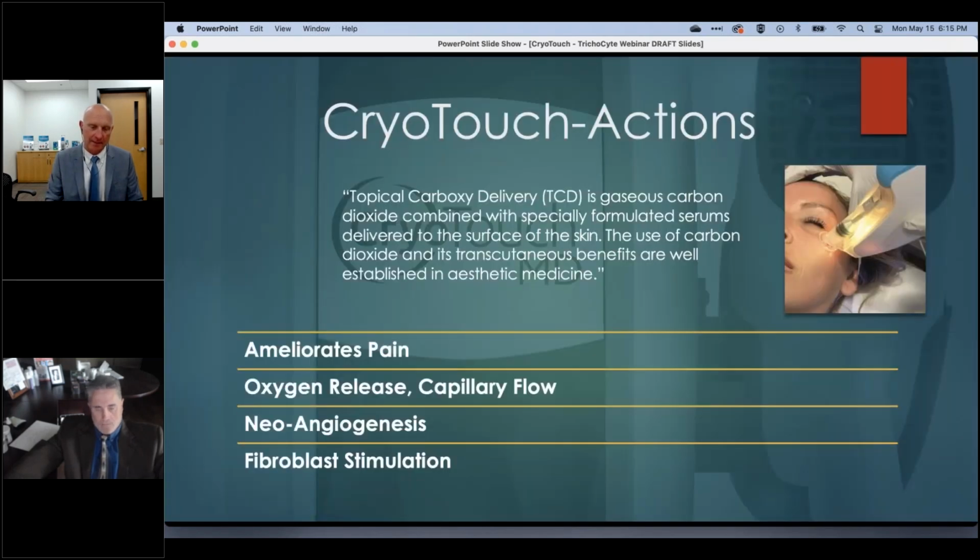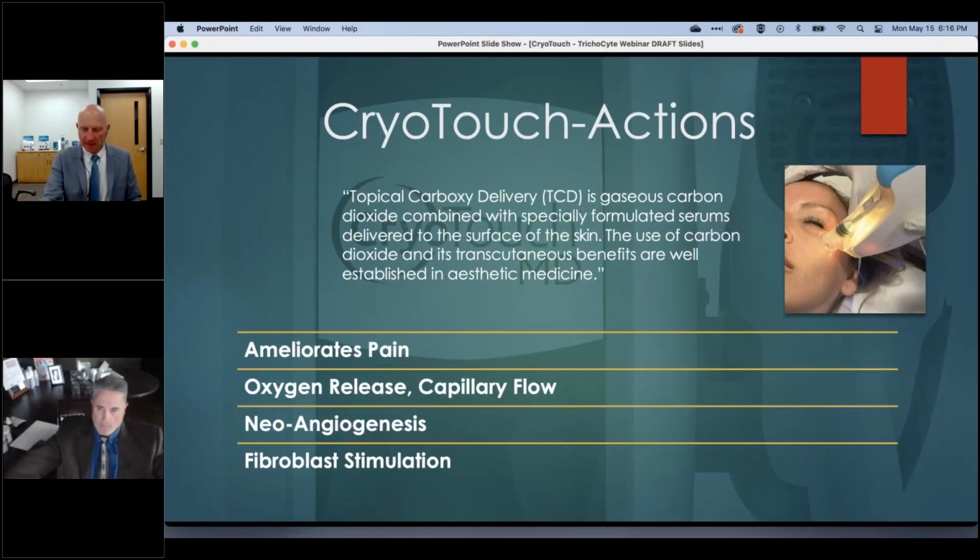If you look at the ways that this can be used, I summarize some of the actions that come out of the literature as well as our own work: it ameliorates pain. We have oxygen release, increased capillary flow, neoangiogenesis, and fibroblast stimulation. All have been documented in the literature using topical carboxy delivery. So the definition I use here, and you can see the image to the right of the slide, is essentially what it looks like as it's being applied to the surface of the skin, in this case, the face.